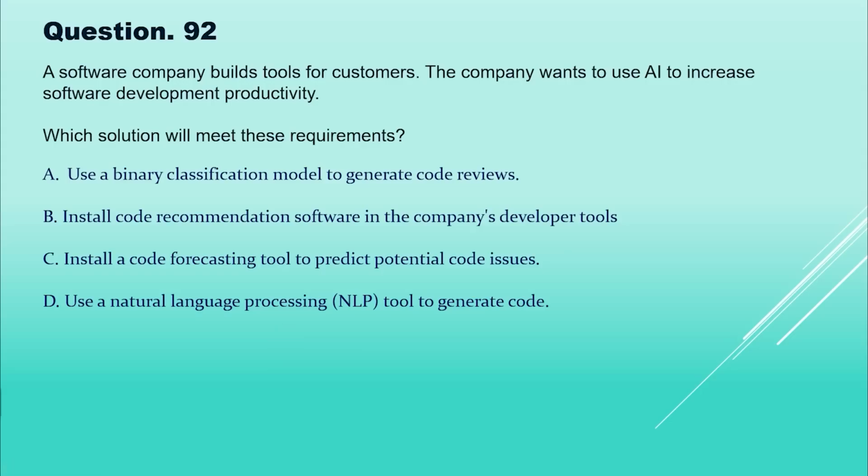Take your time to guess the answer. And the correct answer here will be option B, install code recommendation software in the company's developer tools. Because code recommendation tools can be helpful, but they are often focused on suggesting improvements or alternatives to existing code rather than generating new code from scratch. While useful, it may not provide the same level of productivity boost as an NLP based code generation tool. So option B is correct here.